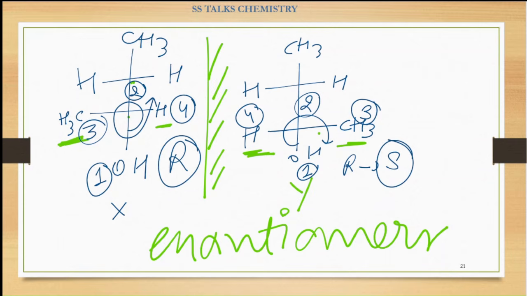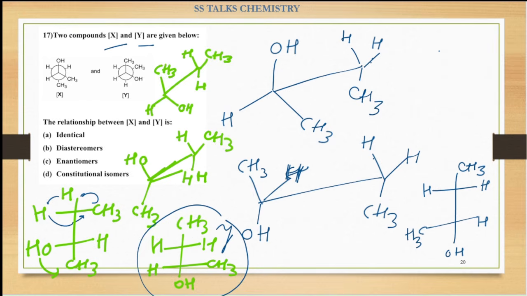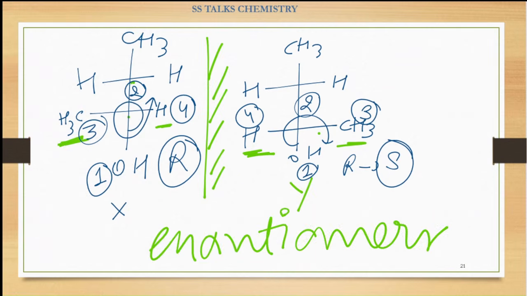So enantiomers differ in their configuration. So X is the R configuration, and Y is having the S configuration. So both of these are my enantiomers. So that means the relationship between these two will be enantiomers. Okay. So now let us move on to the next question.